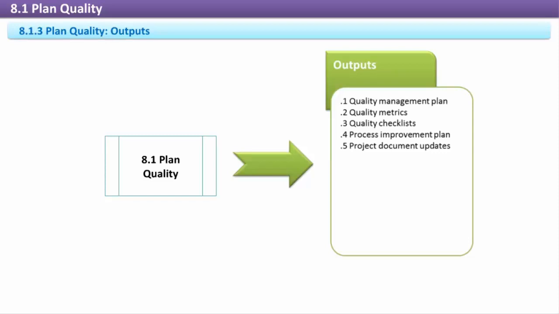Quality checklists. Quality checklists are documents that outline the key steps that must be performed as part of quality control. Checklists are to-do lists that ensure that everything is performed and in the correct order. Process Improvement Plan. The Process Improvement Plan is a subsidiary plan of the Project Management Plan. It describes how processes will be analyzed to find and remove non-value-added activities. Project Document Updates. Documents that are likely to be updated during the plan quality process include the Stakeholder Register and the Responsibility Assignment Matrix for quality activities.